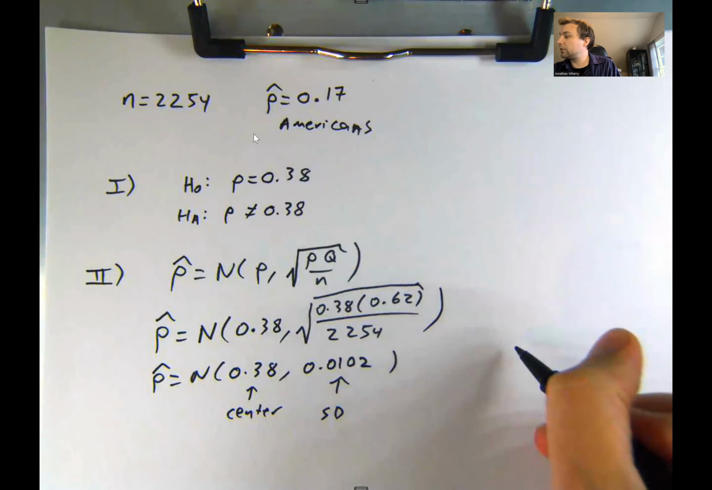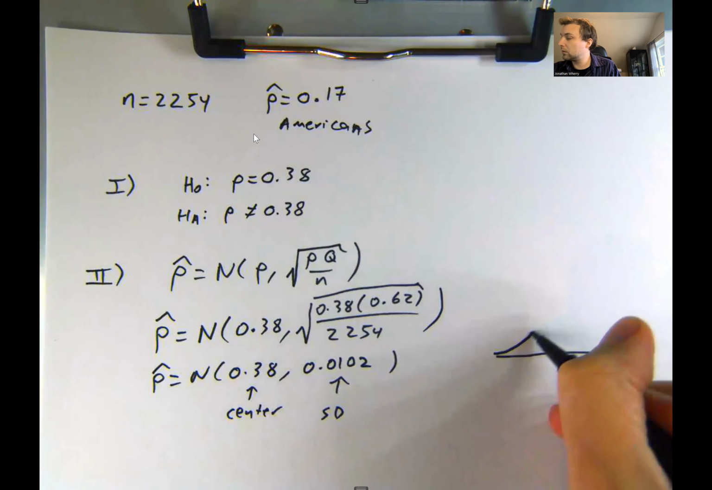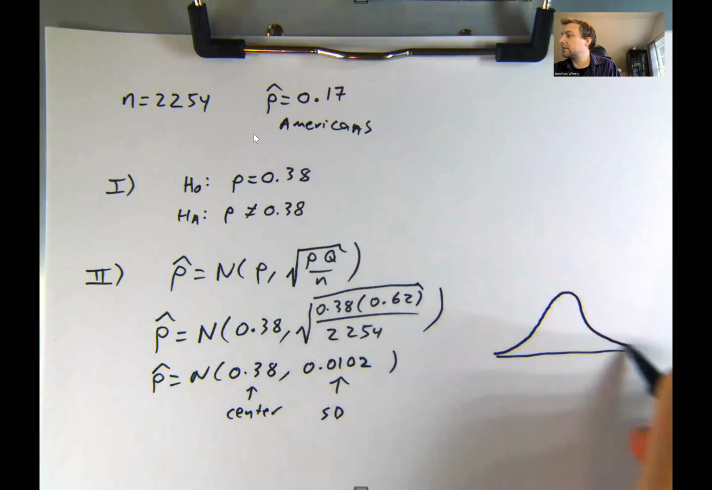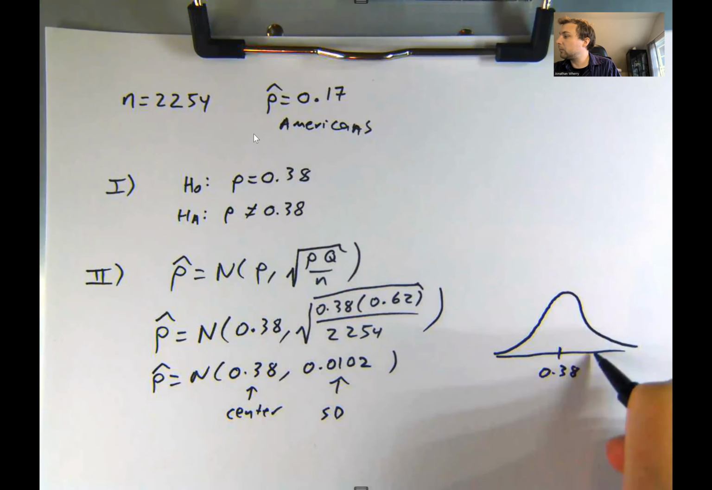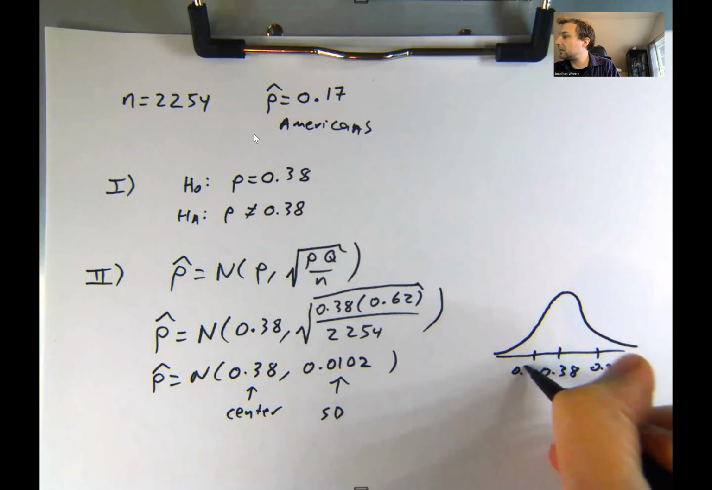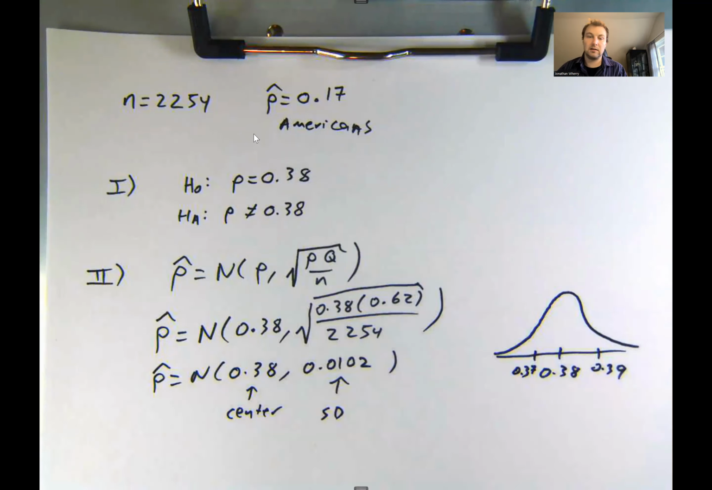If I'm drawing the picture, the center of my curve is always going to be the claim, 38%, and I'm roughly counting by about 1%. So that would be 37 and 39.